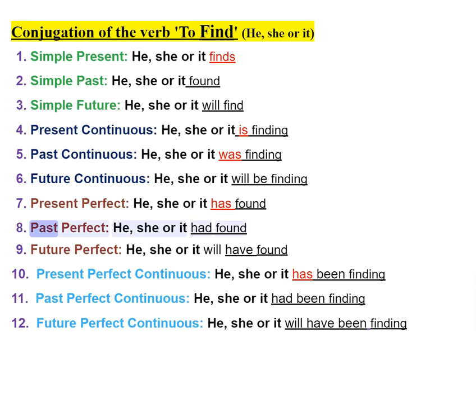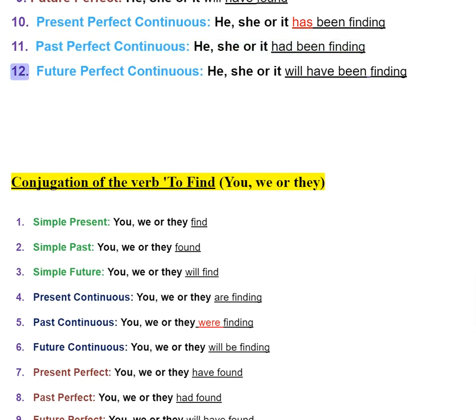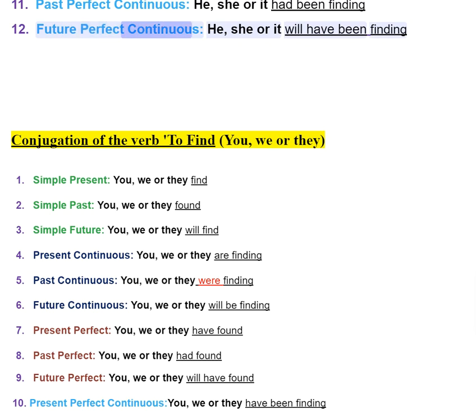8. Past perfect. He, she or it had found. 9. Future perfect. He, she or it will have found. 10. Present perfect continuous. He, she or it has been finding. 11. Past perfect continuous. He, she or it had been finding. 12. Future perfect continuous. He, she or it will have been finding.